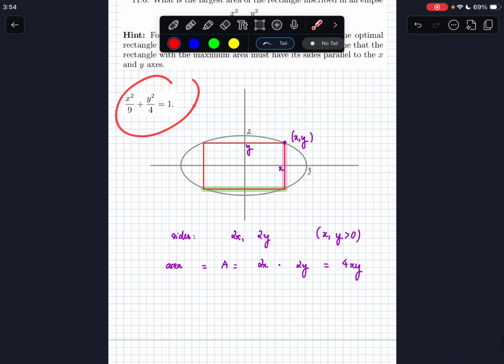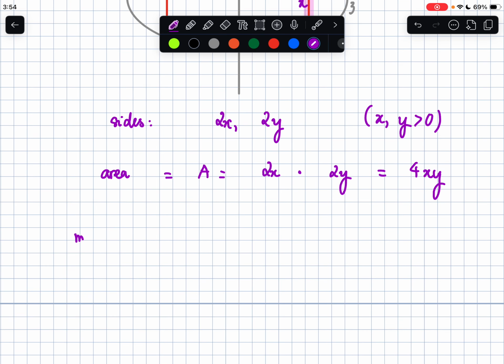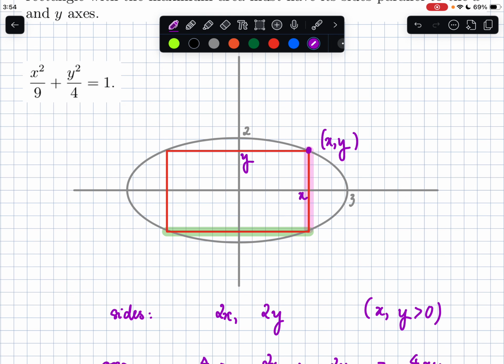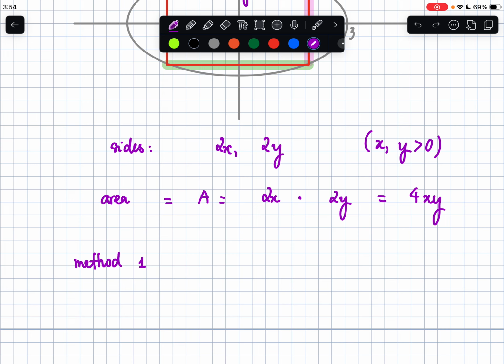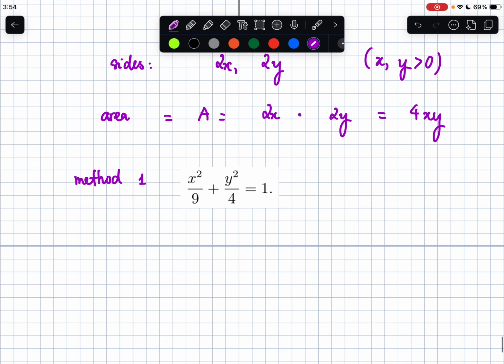So here's our relation. Usually I can get rid of one variable, x or y. By this equation, I can rewrite x and y and take the derivative. But that requires that we use the square root. To avoid that, here's one method. Method 1. From the relation we have here, get rid of, say, x or y. Write x in terms of y, as a function of y.